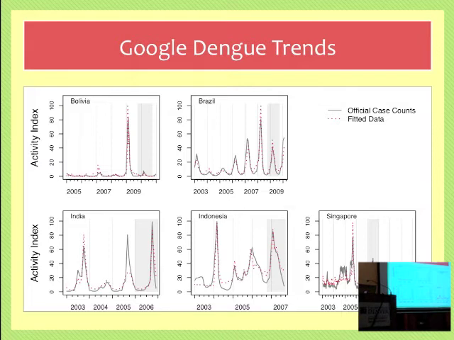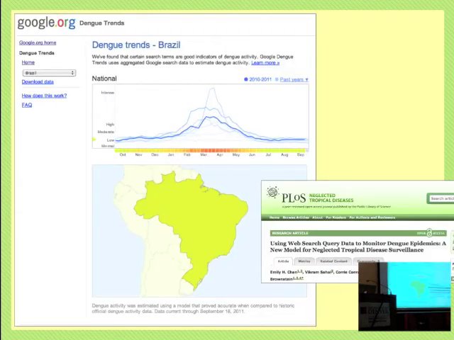So if you go to google.com/dengue trends, you'll be able to see some of these interactive maps for these different countries. And we were able to get a nice paper out of it that anyone who's about as nerdy as I am can go read.